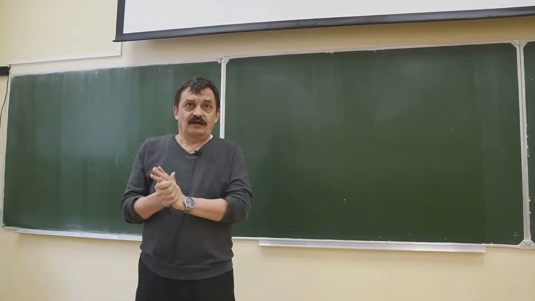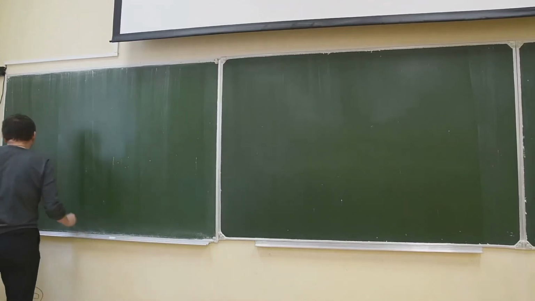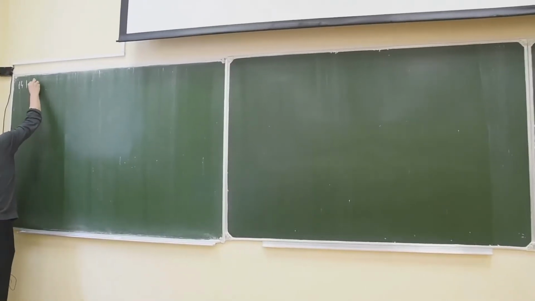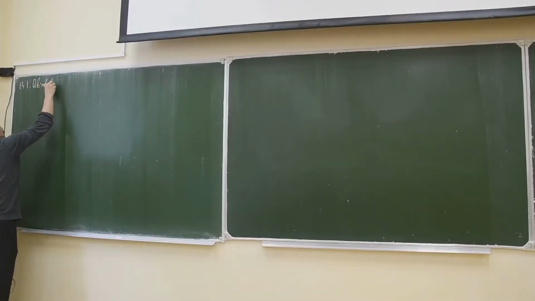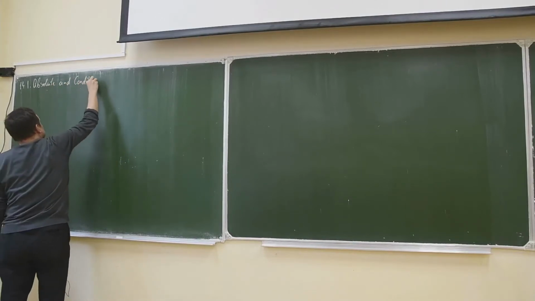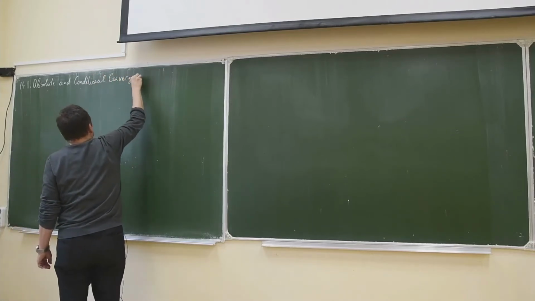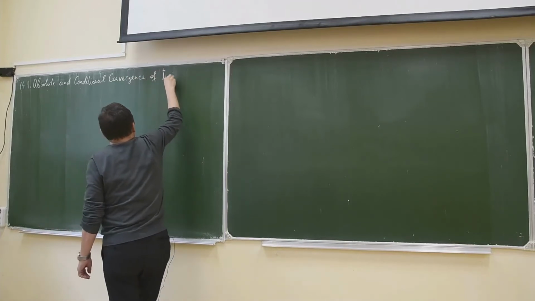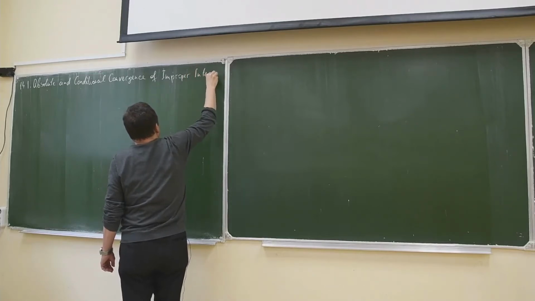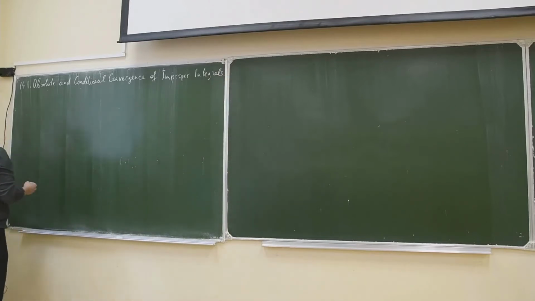Okay, hello everybody, we start. Today's section 14.1, absolute and conditional convergence of improper integrals. So I'll start with the definition.